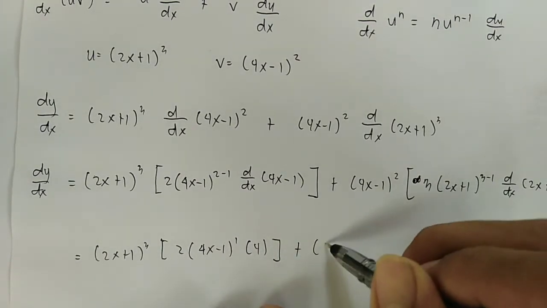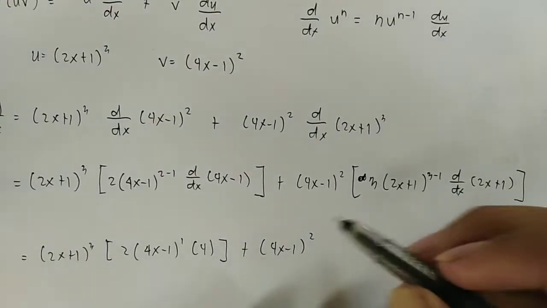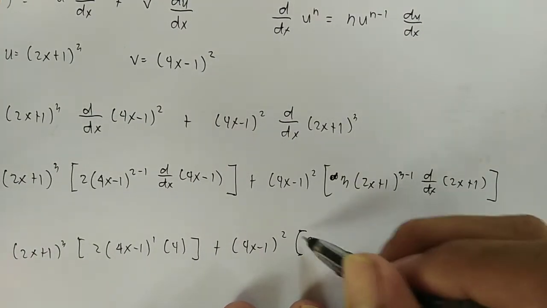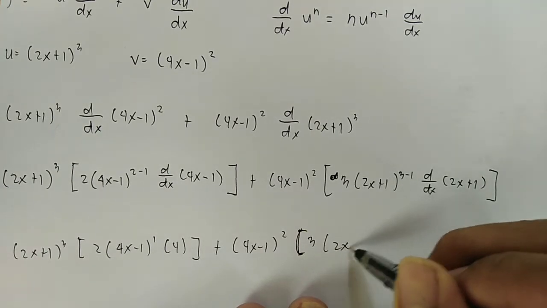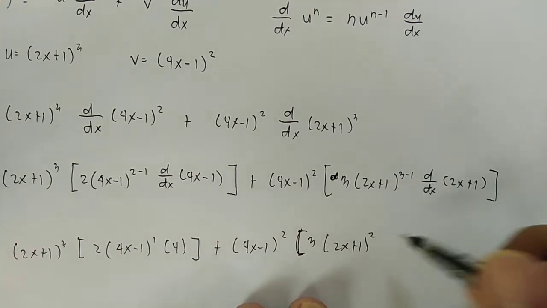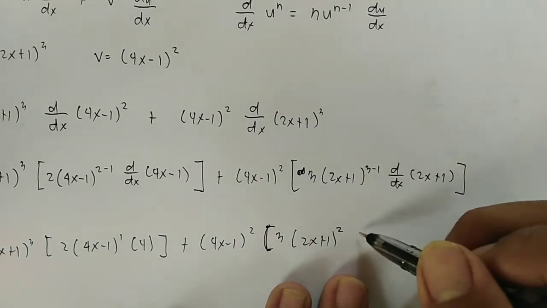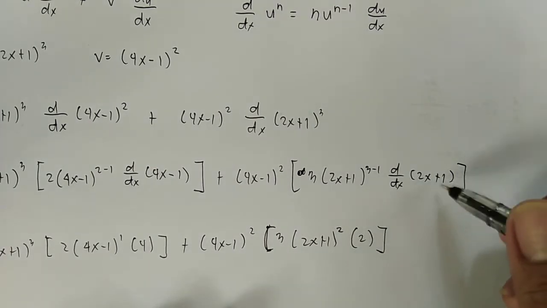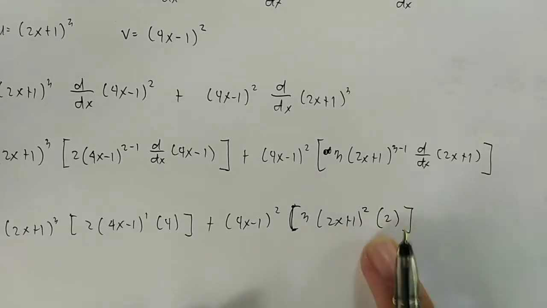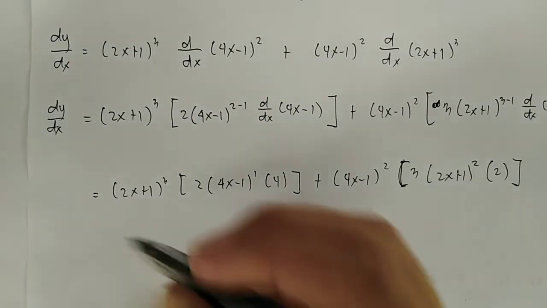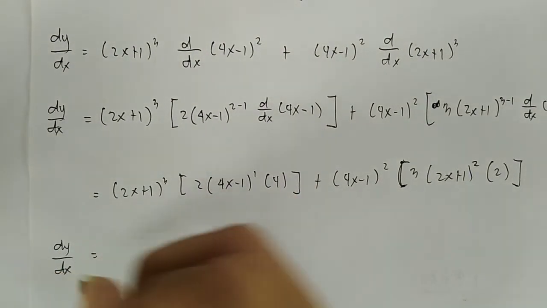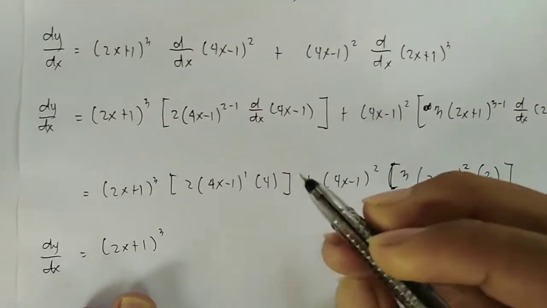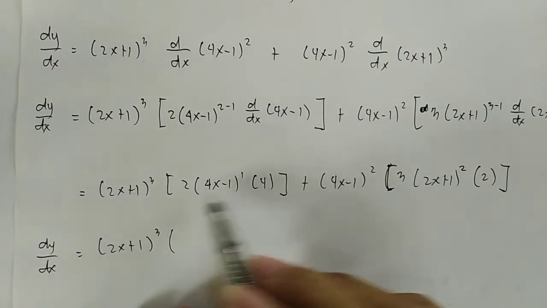Then, the other side, the quantity of 4x minus 1, let's copy that first. And then here, 3 times the quantity of 2x plus 1, and 3 minus 1, so the exponent of the quantity of 2x plus 1 becomes just 2. Then, times the derivative of 2x plus 1, which is just 2, because the derivative of 2x is 2 and the derivative of any constant like 1 is 0. So, what remains is 2. So, simplifying further, dy over dx is equal to, copy again, 2x plus 1 to the power of 3. Then we have the expression 2 times 4, that is 8.